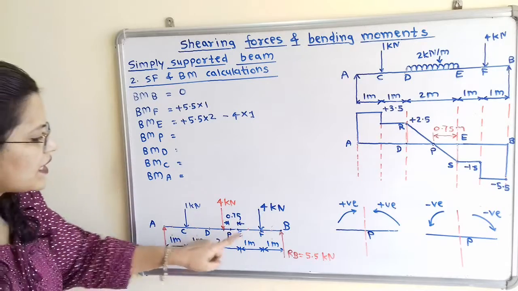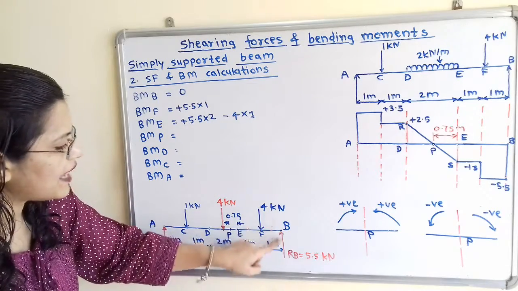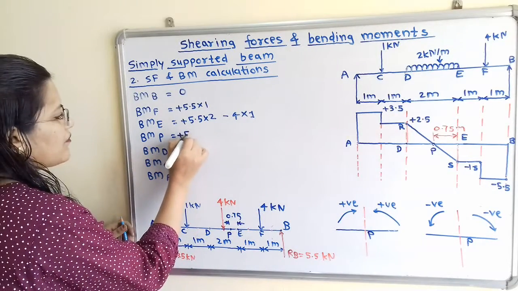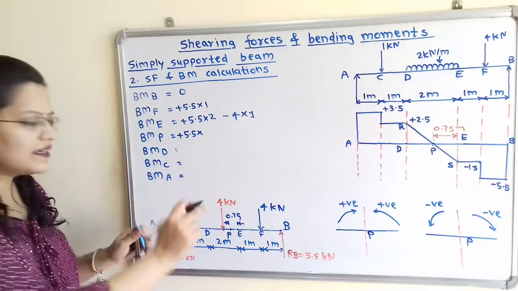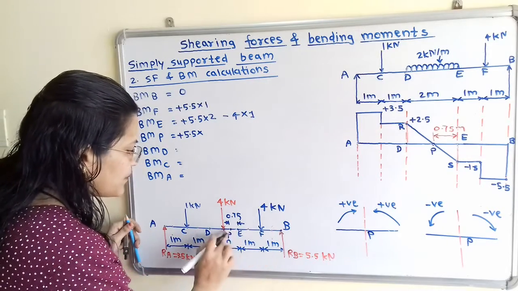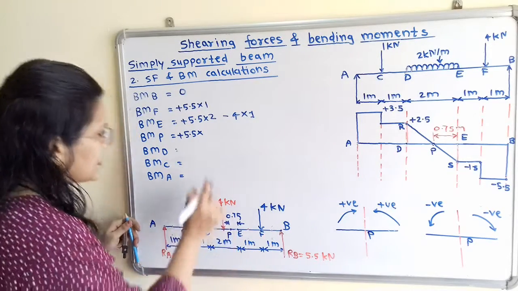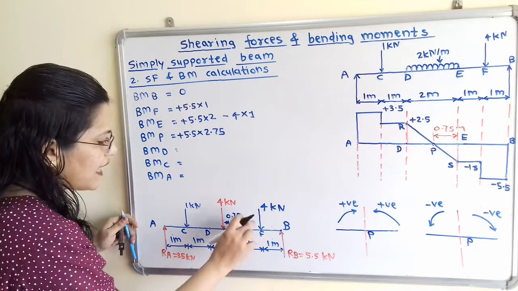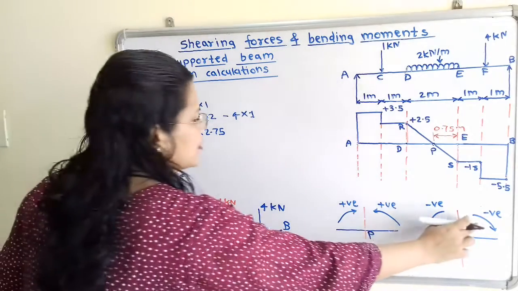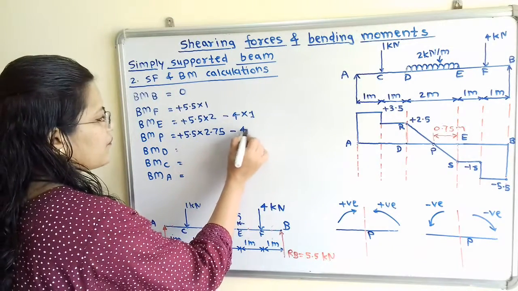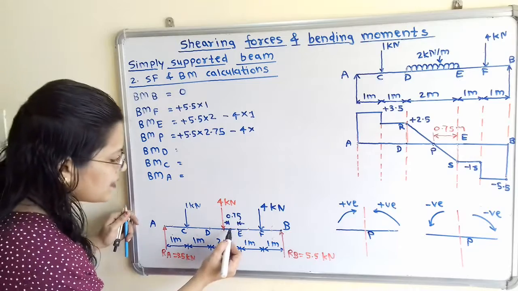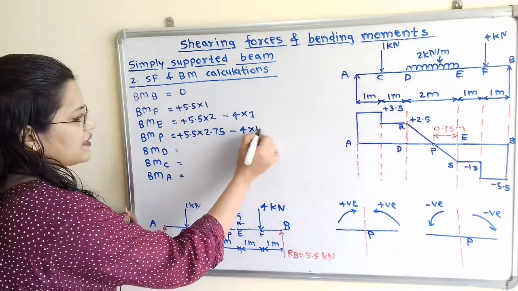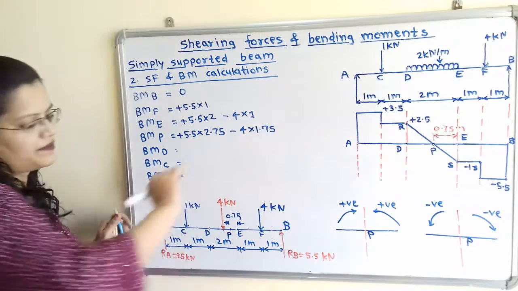If I move the compass about point P in the direction of RB, then it is anti-clockwise direction. So we will take plus 5.5 multiplied by the distance between PB, so it is 2.75. Then if I move the compass in the direction of 4 kilonewton, then here is the clockwise direction. So minus 4 multiplied by the distance between PF, so it is 1 plus 0.75, that is 1.75 meter.